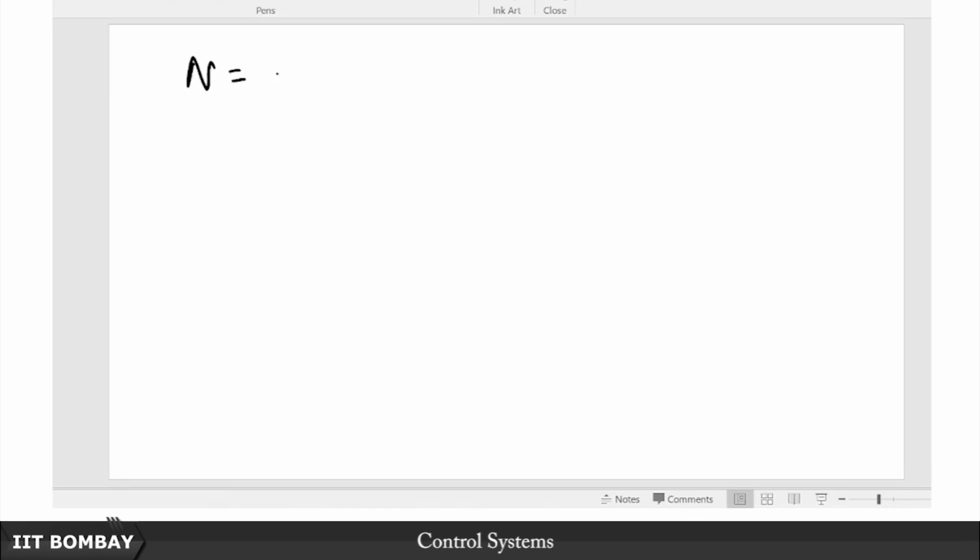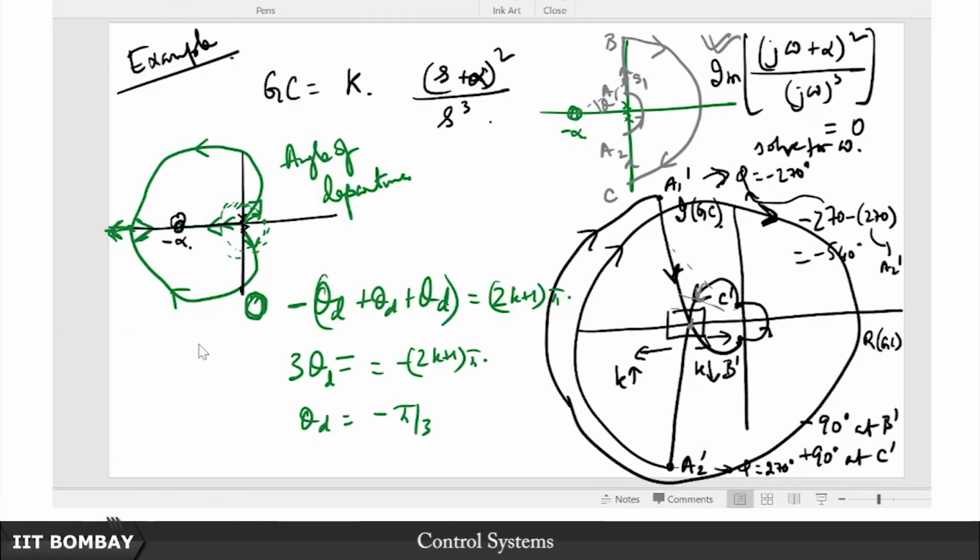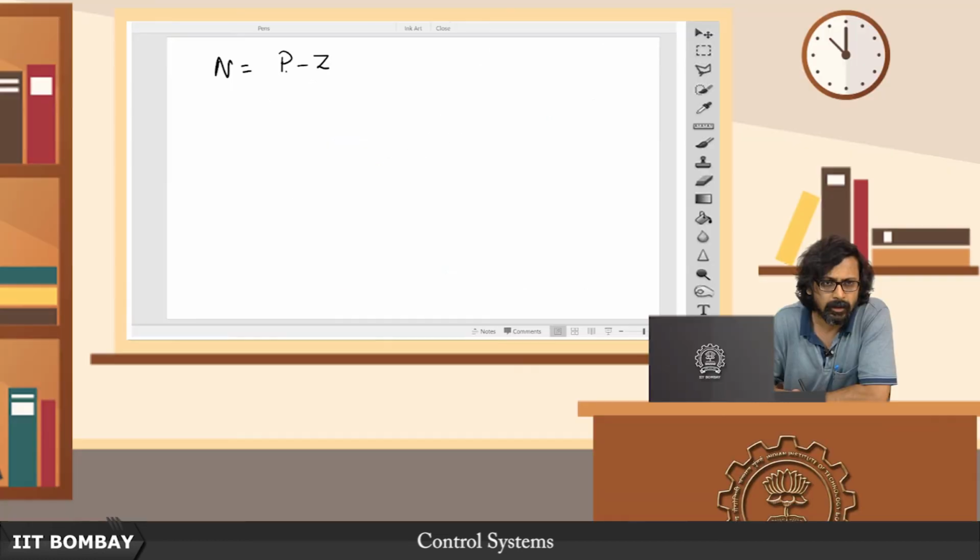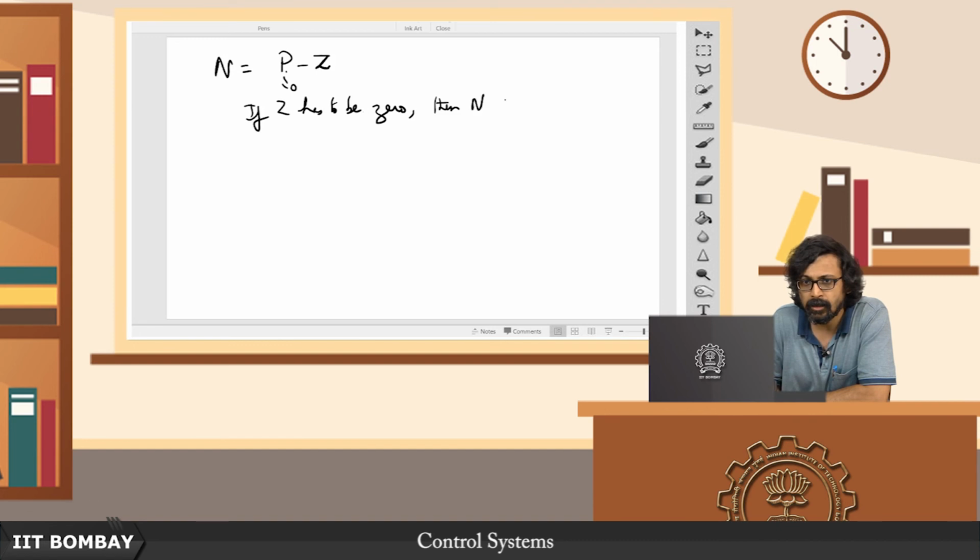See here again I have this N is equal to P minus Z, yeah, and I know that this P is going to be 0 because I have excluded this triplet of poles at the origin. So this is going to be equal to 0. Now if I want Z to be equal to 0, yeah, what should I want N to be? If Z has to be 0, then N better be 0 as well, yeah.